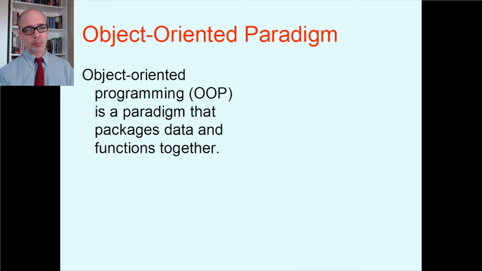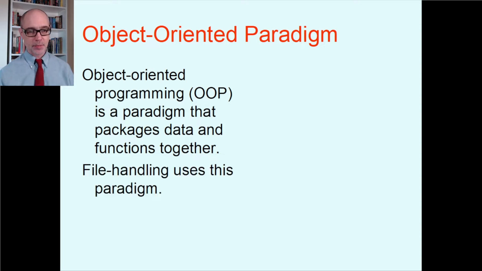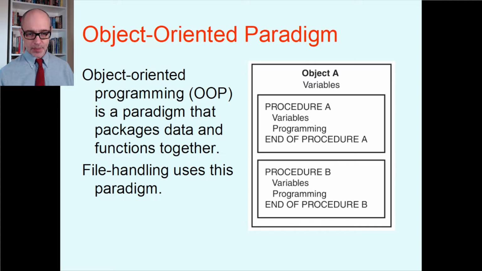Okay, so object-oriented programming is a paradigm that packages your data and your functions together. Your variables and your functions are actually packaged together in single things called objects. So file handling uses this paradigm, which is why we have to talk about it today. And here is a little graphical illustration that's actually in the Gaddis textbook, chapter 1. They were actually alerting us at the time, object-oriented programming is going to be really, really important, even though it comes many months later.